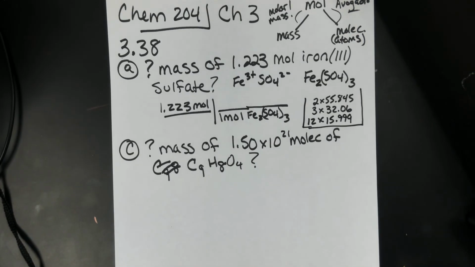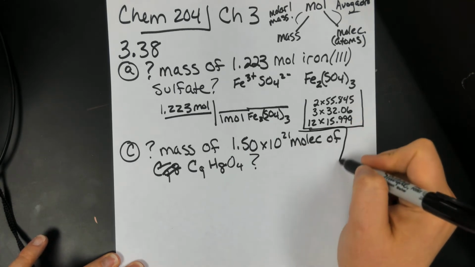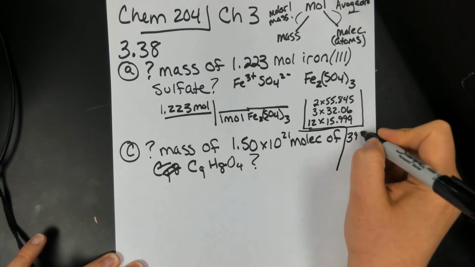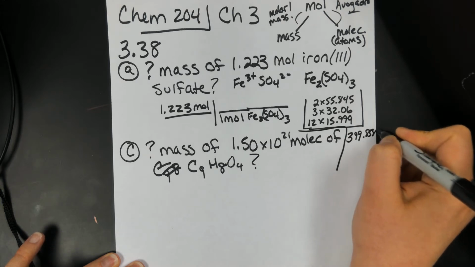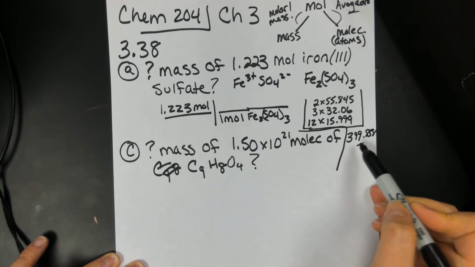So I'm going to go ahead and calculate that out. 3 times 32.06. And I'm going to add that to 12 times 15.999. Alright, I got a molar mass. Ooh, we're running into the next problem, aren't we? 399.858. Ooh, that's big. That's heavy, right? Okay, so 1 mole of this is 399.858.